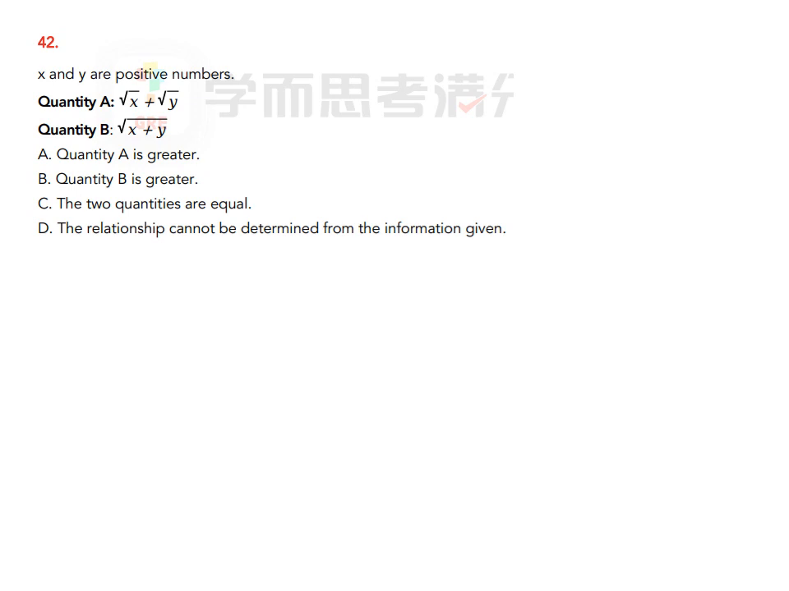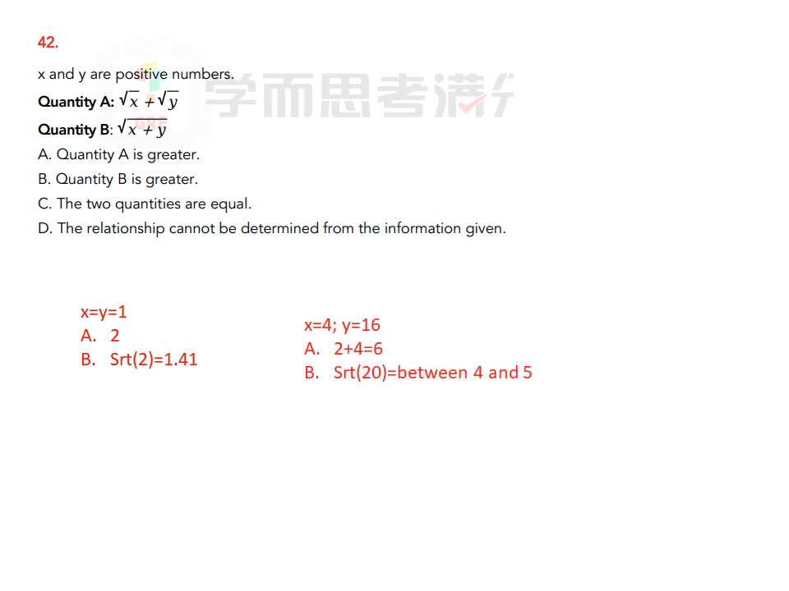X and Y are positive numbers. Quantity A will be root X plus root Y, and quantity B is root of X plus Y. Let us take two positive numbers, say x equal to 1 and y equal to 1. So quantity A will be 2 because root 1 equal to 1, so 1 plus 1 equal to 2. And quantity B will be root 2, that is 1.41. So in this case quantity A is greater.